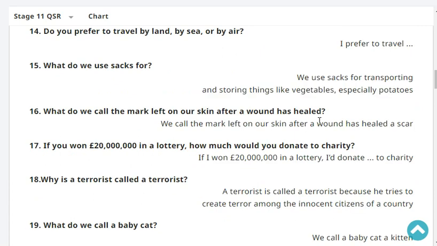What do we call the mark left on our skin after a wound has healed? We call the mark left on our skin after a wound has healed a scar. Very good.